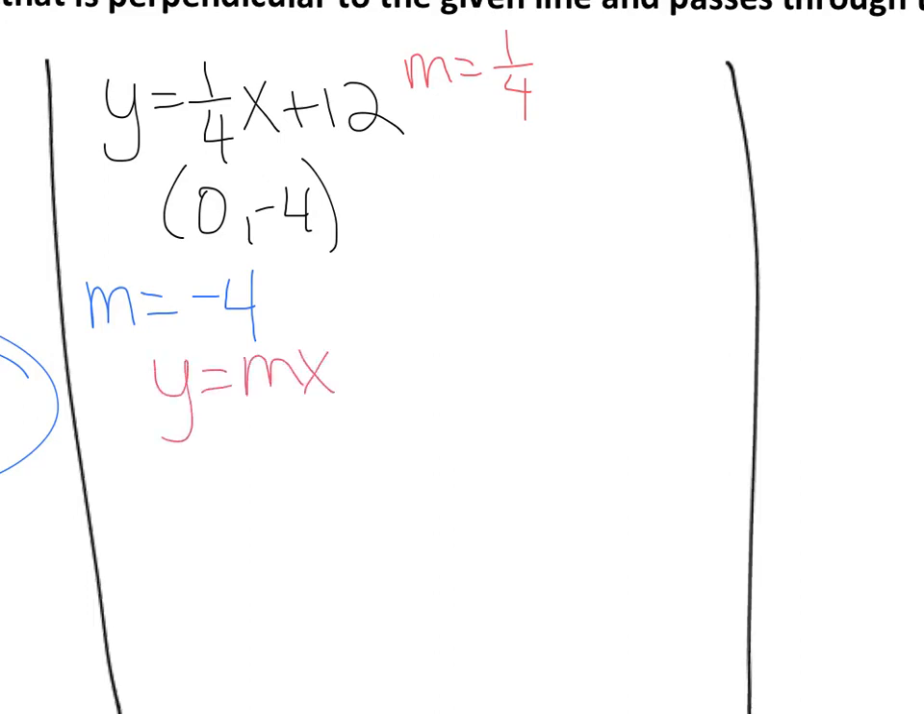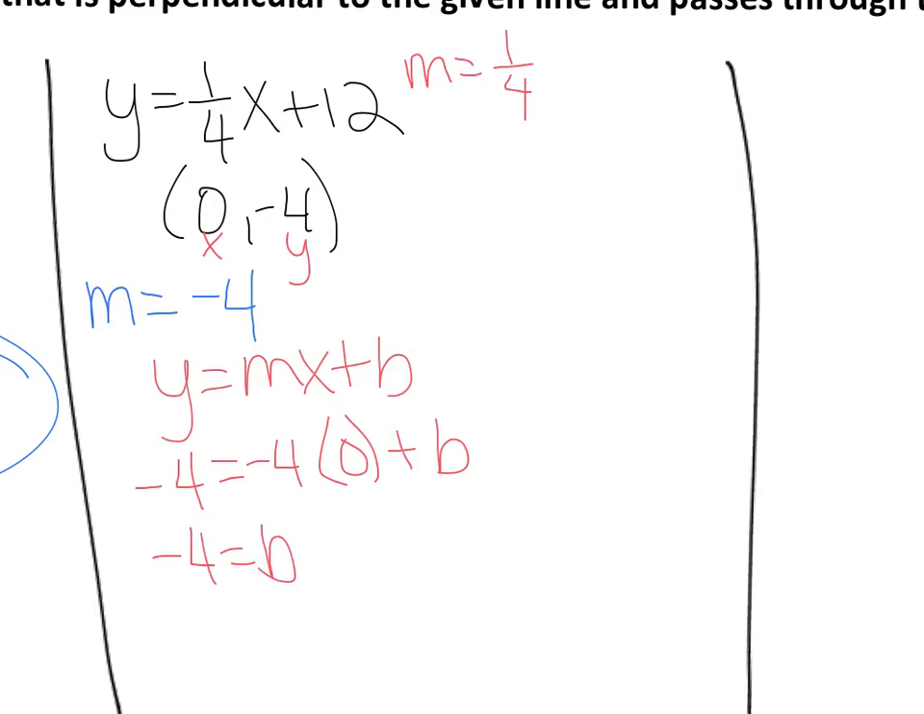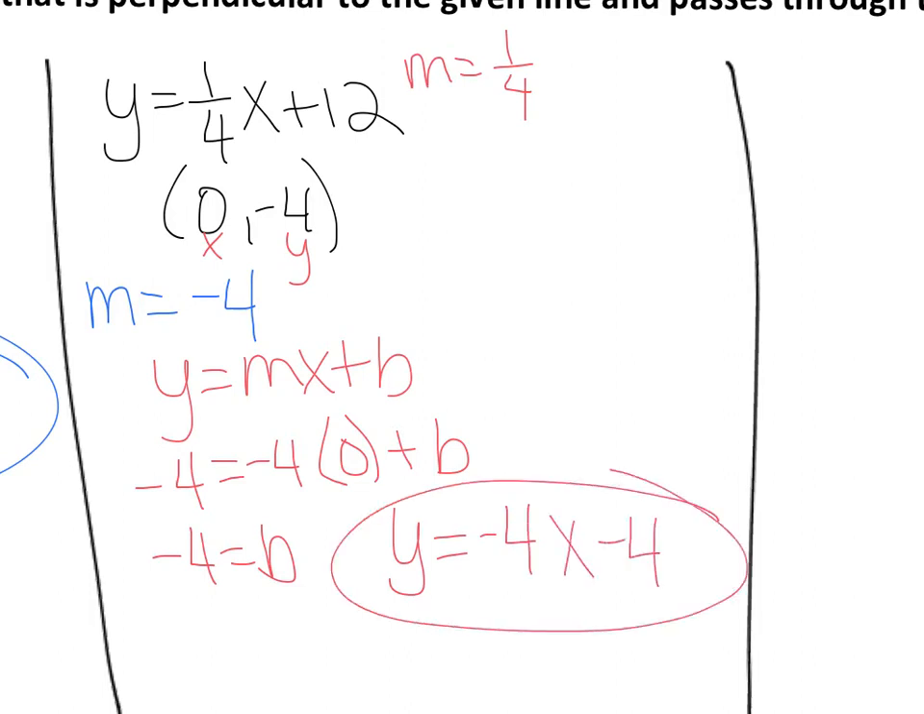Then I need to find my y-intercept. I have an x, I have a y, I have an m. Plug -4 in for y, -4 in for m, 0 in for x, and solve for b. You should end up with b equals -4. So my equation of the line is y equals -4x minus 4.